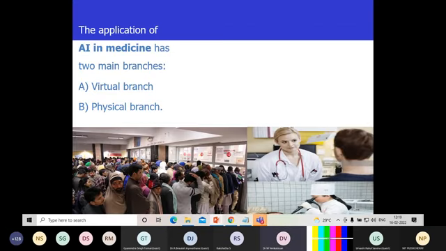If you look at AI in medicine, it has 2 main branches, one is the virtual branch and the other is the physical branch. You can see that a lot of people are standing in the queue. This can be avoided by using our AI-powered IoT.